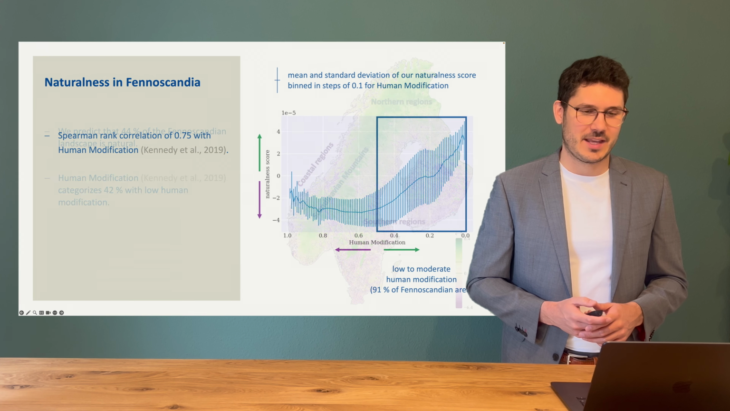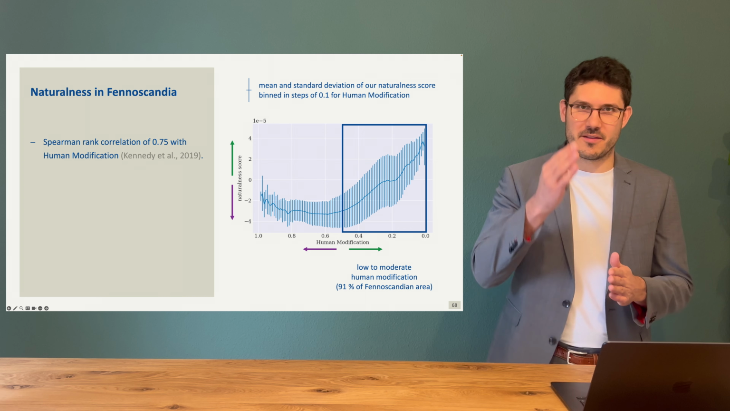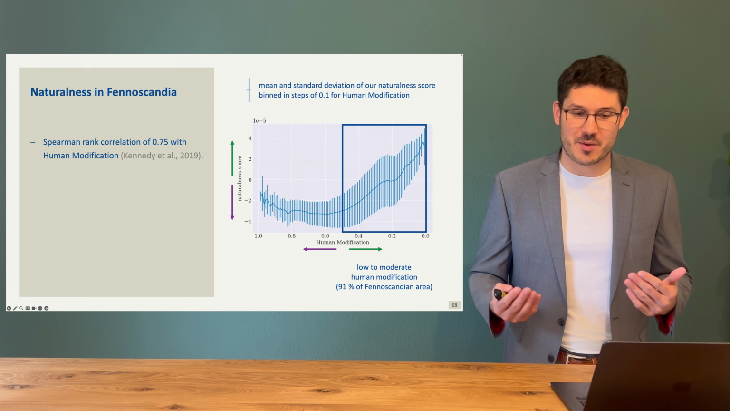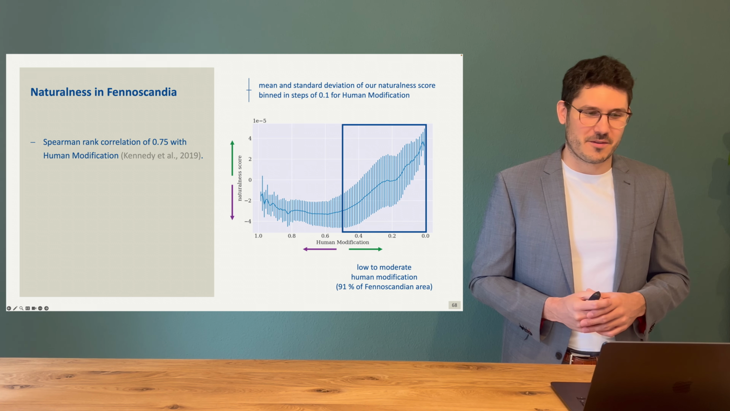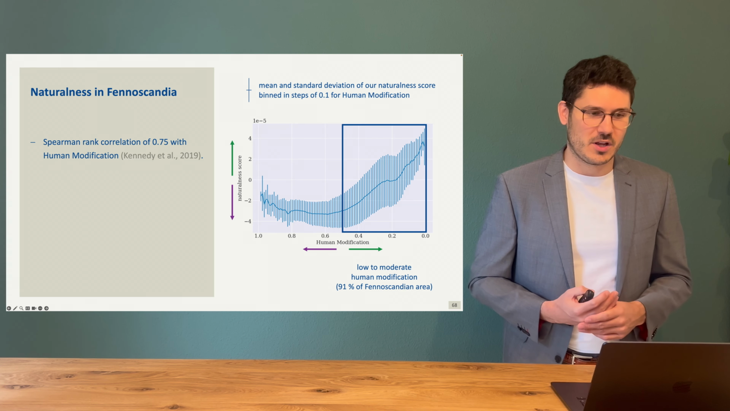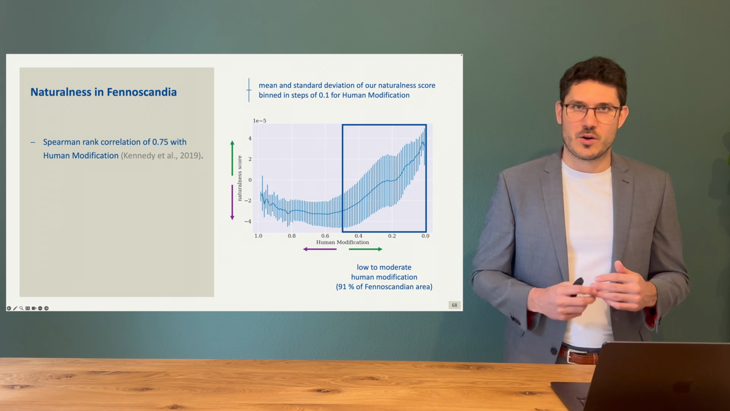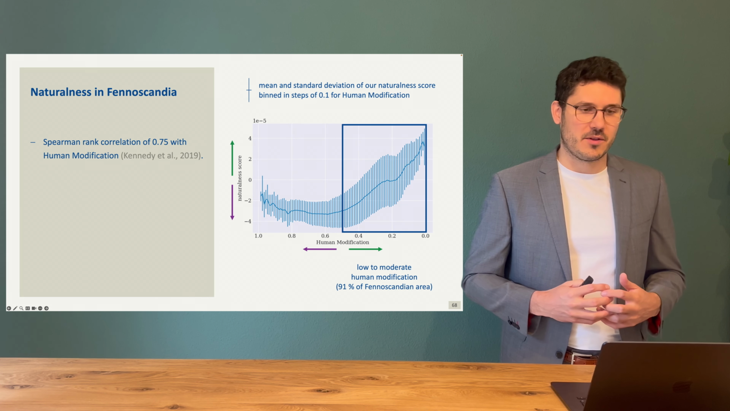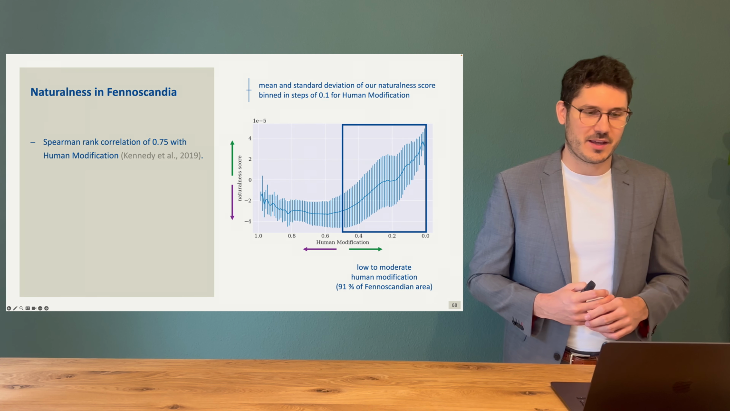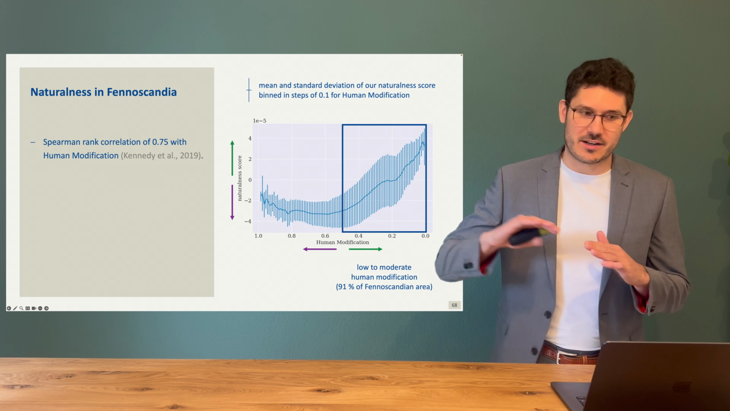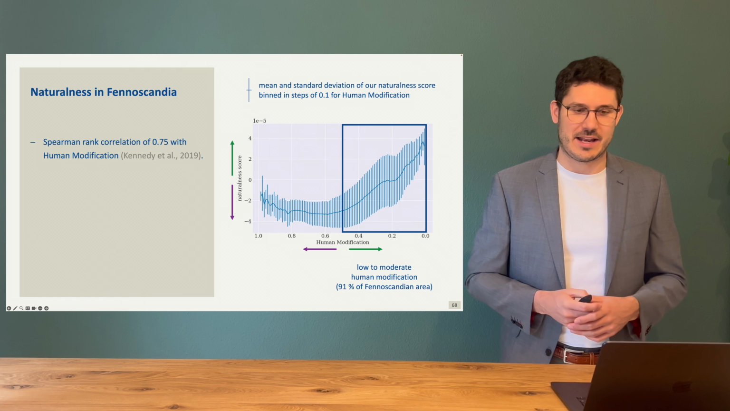We can also do further analysis by comparing our naturalness score on the y-axis with the traditional human modification index on the x-axis. And we can see that those values have a correlation. So we compute a Spearman rank correlation of 0.75. 1 would be the highest, 0 would be the lowest possible value. And we can see that for low to moderate human modification, we have kind of a linear correlation. And this already covers 91% of the Fennoscandian landscape.